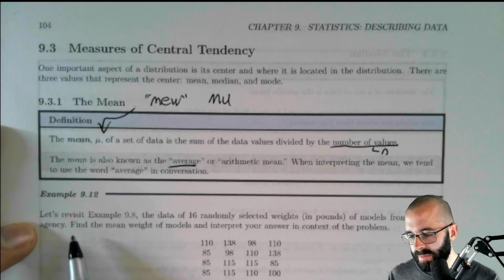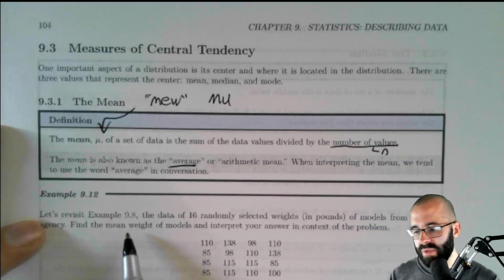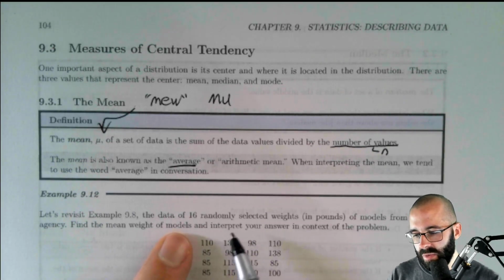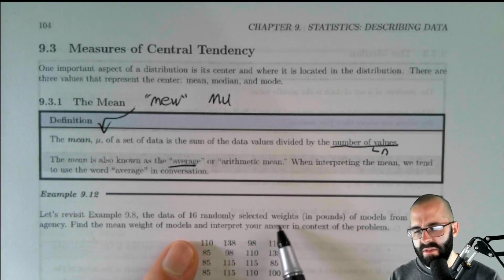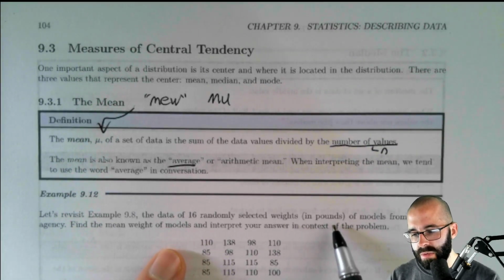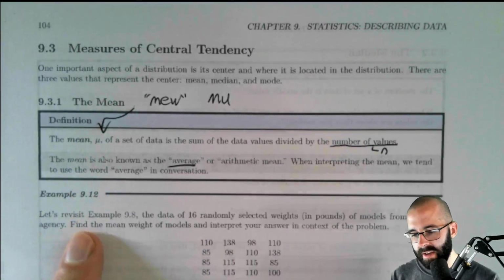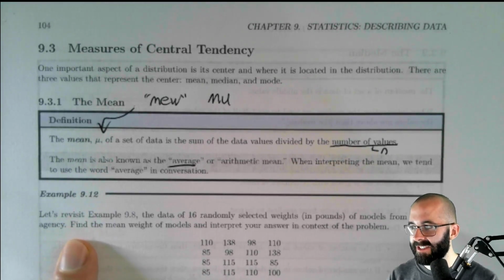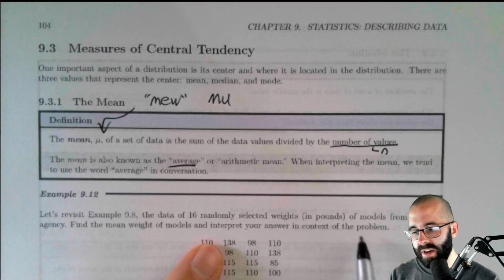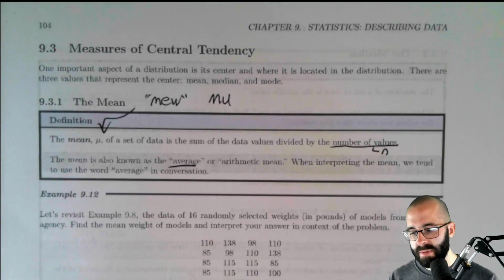So let's do an example. So we're revisiting an example from the last week, example 9.8. We had data of 16 randomly selected weights of models, I think, for some model agency. And these weights are all in pounds. Models from a model agency. Great. Find the mean and interpret your answer in the context of the problem.